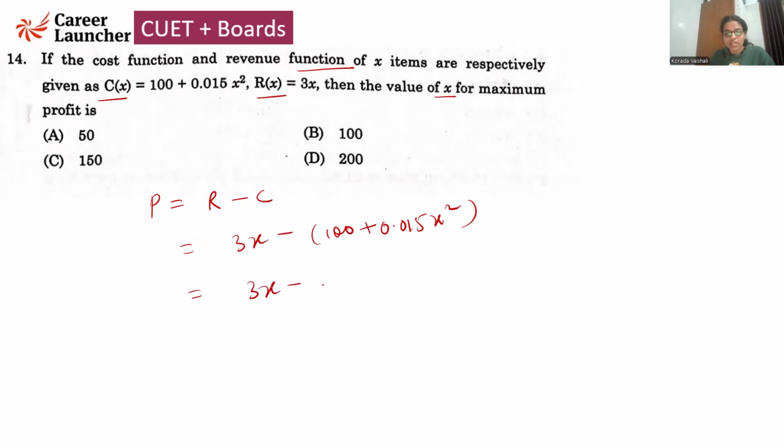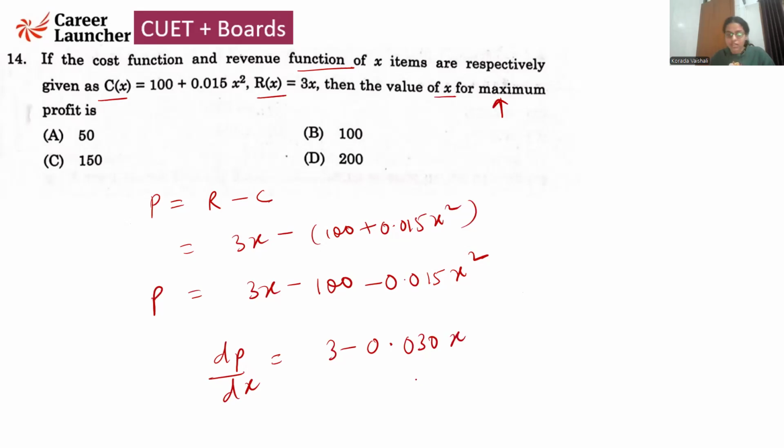So as a result, I'm getting 3x minus 100 minus 0.015x². So this is the profit function that I'm having, but we need to look at the maximum profit. So let us just calculate the derivative of this: 3 minus 0.030x.